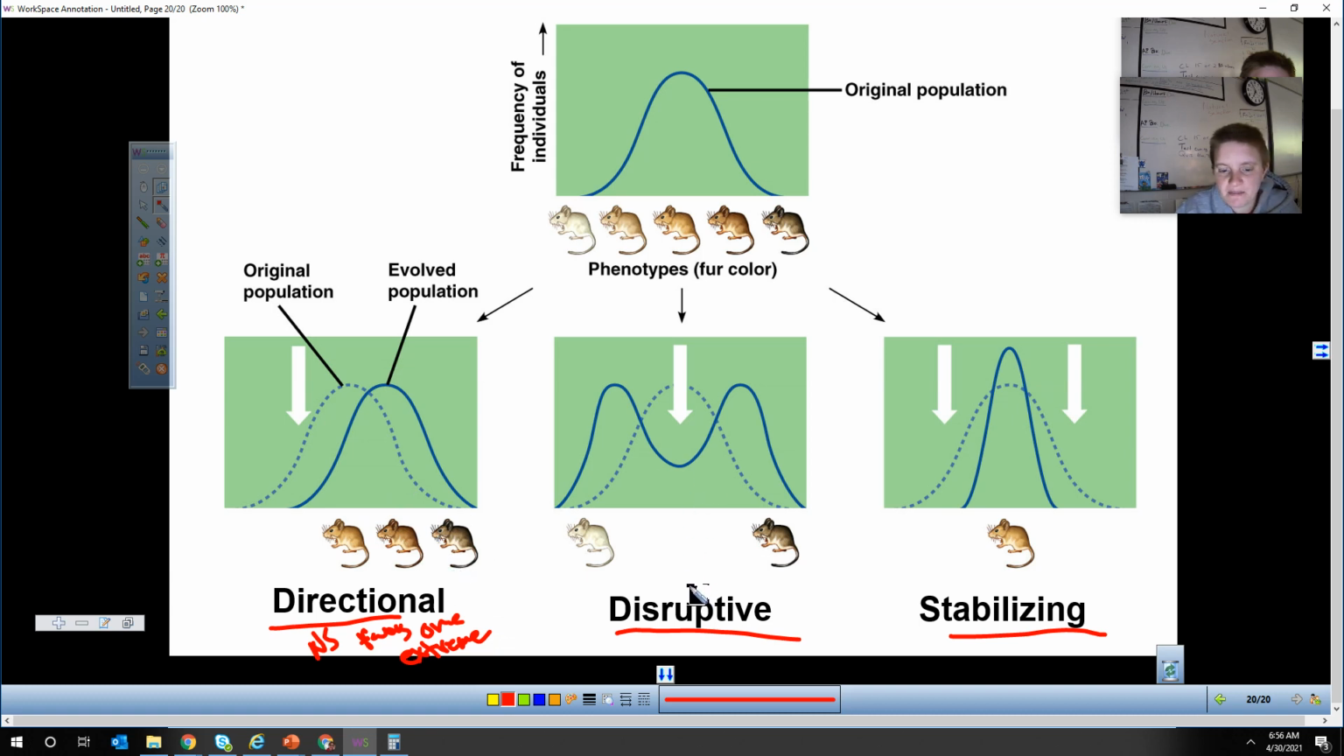All right, then there's disruptive selection, and that's where natural selection favors both extremes. The light mice do really well, the dark mice do really well, so eventually there's going to be a lot more dark mice and light mice and a lot fewer of the middle ones. And this, by the way, is a lot of the times how we get new species, because these guys start becoming so different from each other over a lot of time that eventually they wouldn't be able to mate with each other.